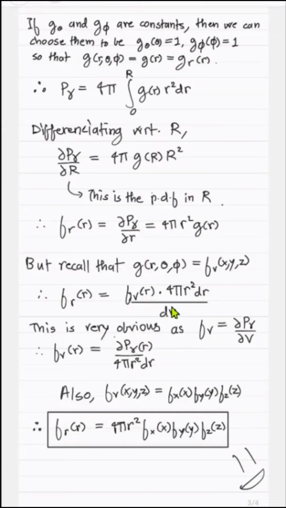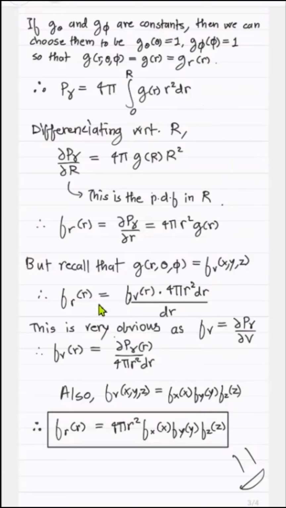Now you can multiply by dr, and something very obvious turns out: f sub r of r times dr is equal to f sub v at r times 4 pi r squared dr, which is dV written in terms of r. Does that make sense? 4 pi r squared dr is just the volume of a thin shell at a distance r from the origin, of thickness dr. So f sub v times this is just the probability that the event is going to happen in that volume.